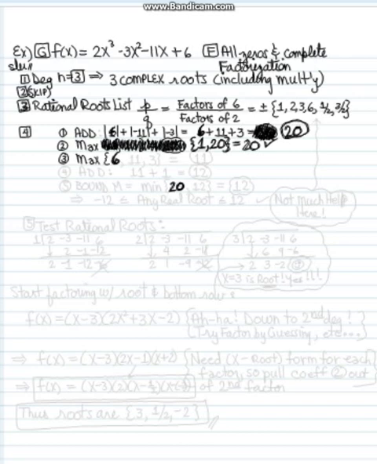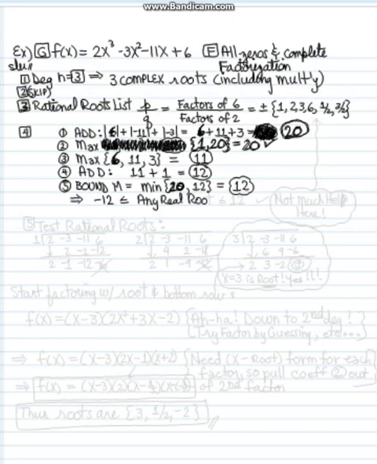Step 3, we're going to take the maximum of the absolute value of each of these in the list. So we have 6, 11, 3. The maximum there is 11. And then step 4, we're going to add that 11 from step 3 to the number 1 and get 12. And finally, step 5 is the bound m is equal to the minimum between the result from step 2, the number 20, and the result from step 4, the number 12. The minimum is the number 12. So that means that any real root that we find is going to live between negative 12 and 12.